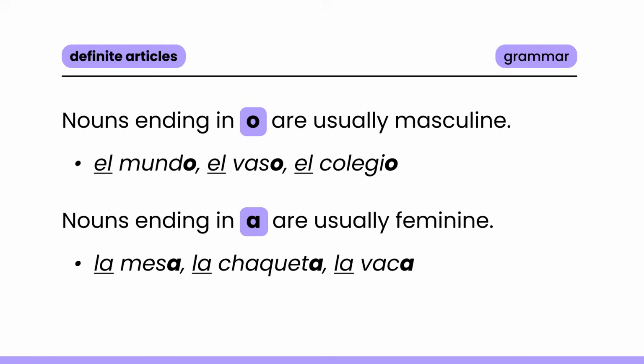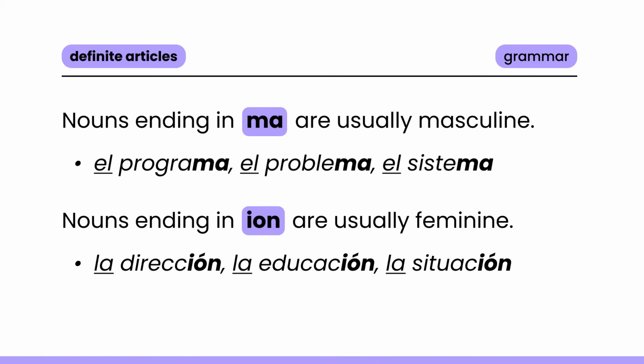But there's actually 2 more rules that we can use to correctly guess if a noun is either masculine or feminine. And so the third rule that we can use is that nouns ending in ma are usually masculine. So el programa, el problema, el sistema. And the fourth rule is that nouns ending in ión are usually feminine. So la dirección, la educación, la situación.